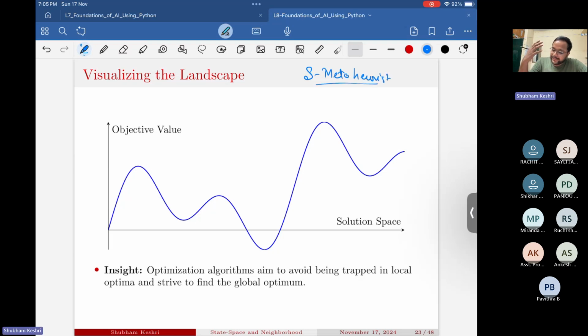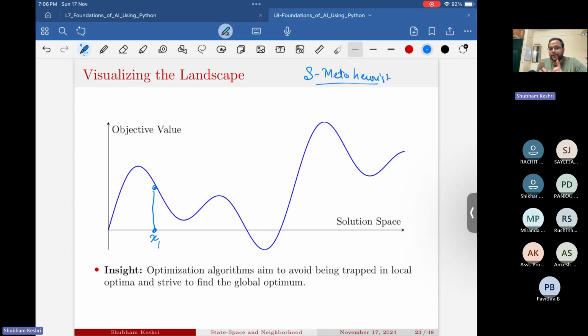So what is S metaheuristics? It is known as a single solution metaheuristics. What it will do is it will pick one solution. So suppose it is picking this solution, x1, and this is the objective function value at that point. And what we are trying to do is minimize. So it is a minimization problem.